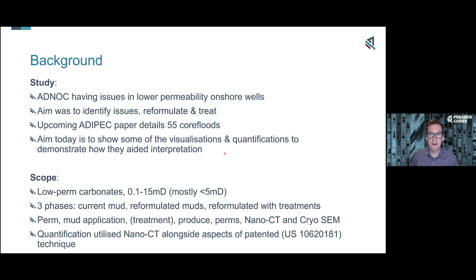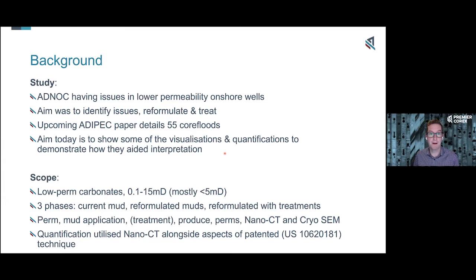This was for ADNOC out of the United Arab Emirates, out of Abu Dhabi. This is for their onshore wells. They picked 5 fields that they were having particular problems with low permeability reservoirs, where everything looked to be going well in the higher permeability. The drilling was good, the production was good, but the low perm zones were looking to be less good. So they wanted to identify specifically any damaging mechanisms that they were seeing that were related to the low perm, use that to help reformulate drilling fluids, or maybe even choose treatment fluids.